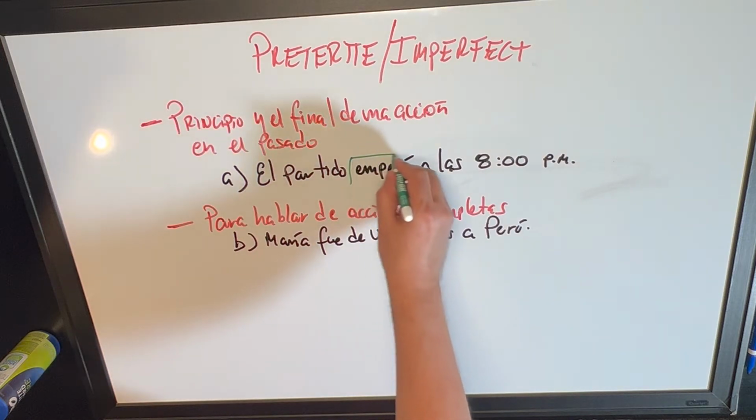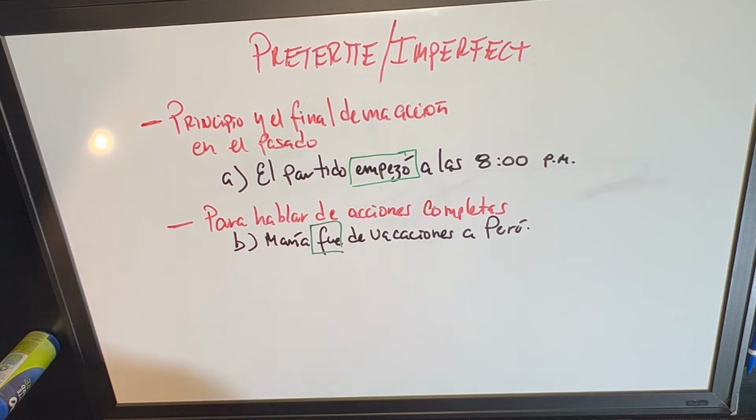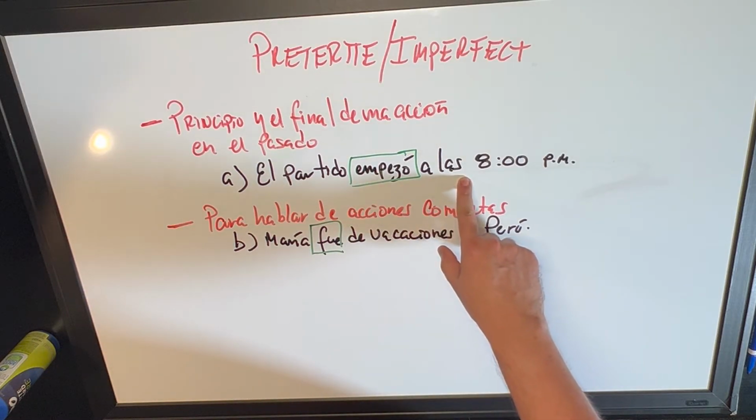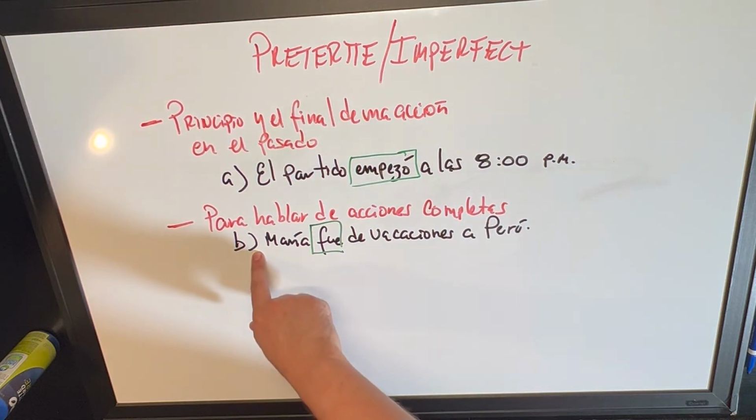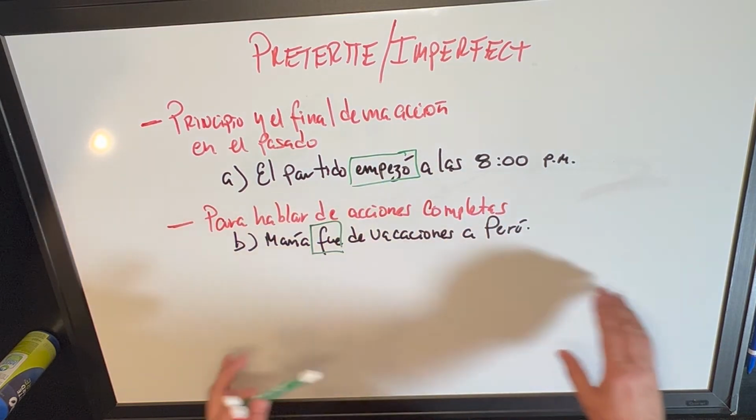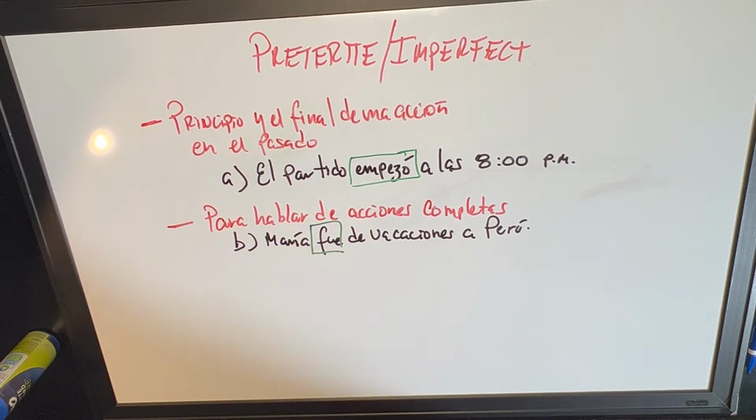Empezó, that's the preterite. Fue, that's the preterite. This one indicates the beginning of an action, the moment in which the game started. In the second case, I am talking about a completed action. The vacations are over. It's part of the past. They are completed actions. Okay?